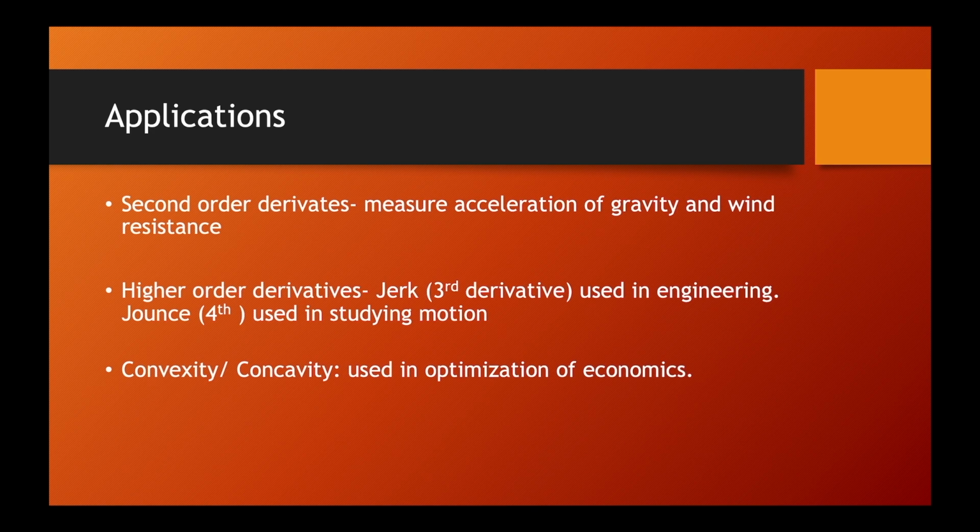From the topics we've discussed today, looking at some real-life applications, we can see that second-order derivatives are used to measure acceleration of gravity and wind resistance. Some higher-order derivatives, such as the third derivative, known as jerk, is used in engineering, whilst the fourth, known as jounce, is used to study motion. And we can even use shapes of curves in economics to optimize processes within.